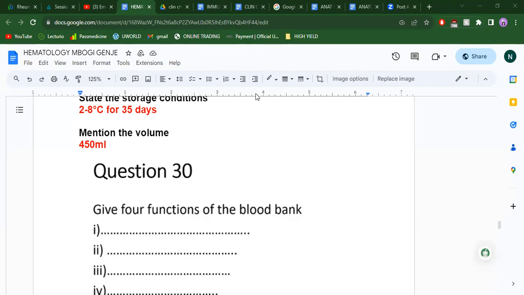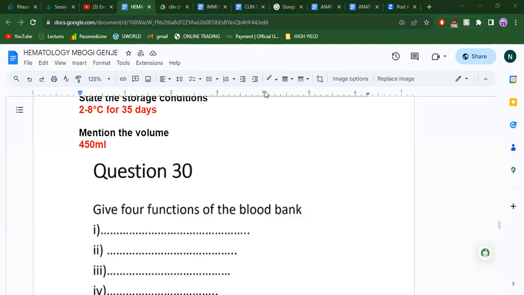We have explained the regional. They get the donor, examine the donor's blood, take the donor's blood and transport it to the blood bank, and they also manage the blood donor register. Now for the blood bank, what's the first thing they'll do? They will receive the donor's blood from the regional blood transfusion center. They will store it, process it, then they will dispense the blood.